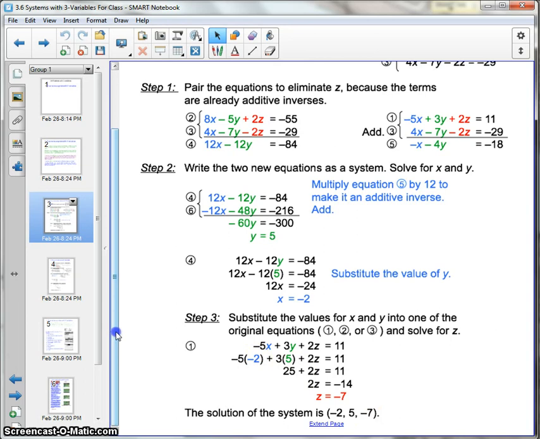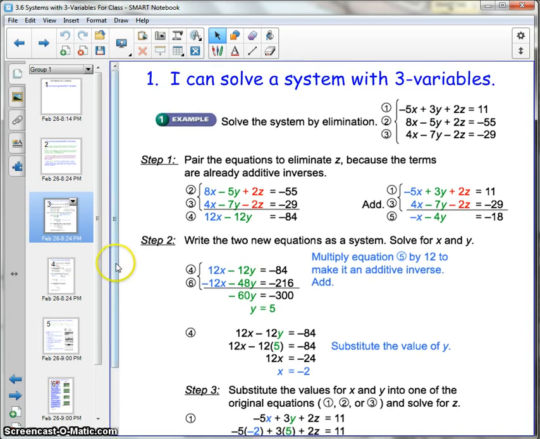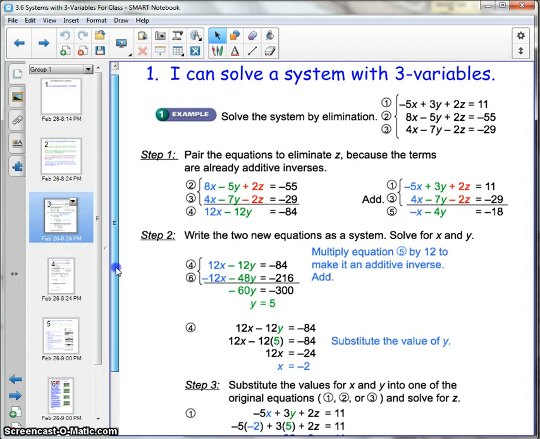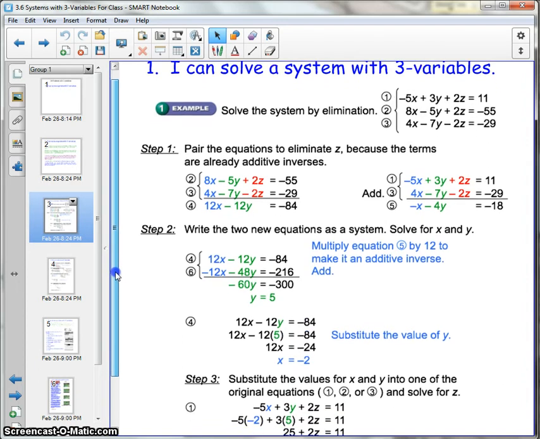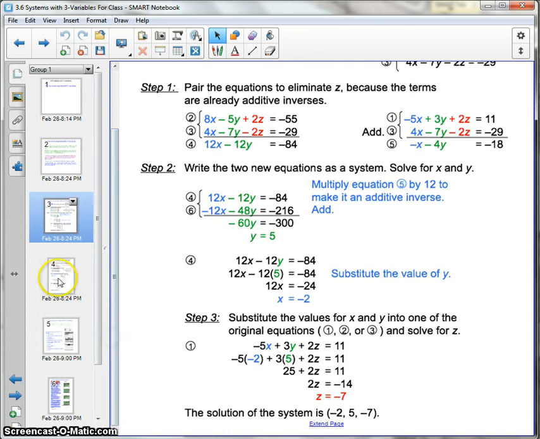Now I went quickly through the example because we are not going to be using elimination when we are solving these, but I did want to show you that it is possible to use elimination. It just takes a few extra steps when we have three variables.